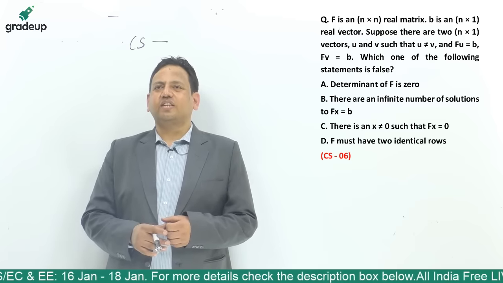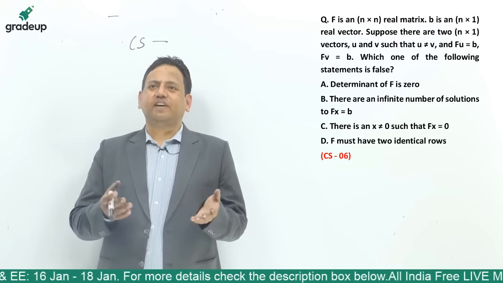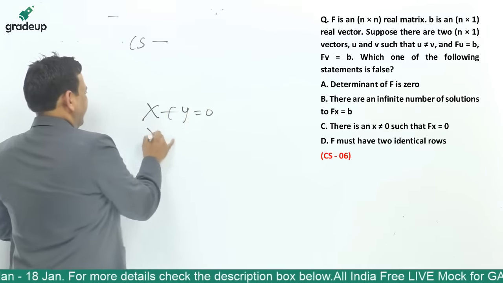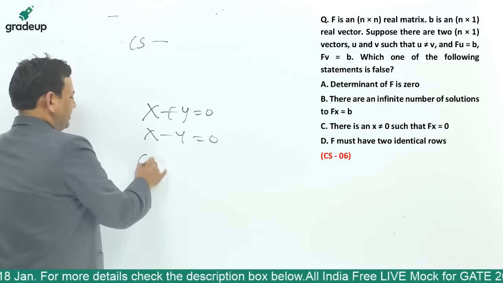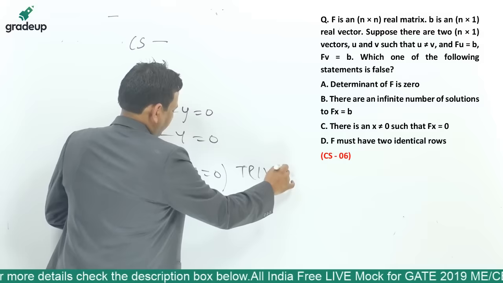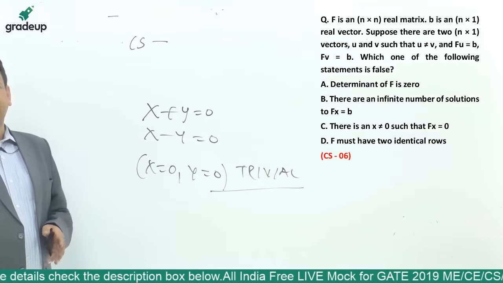What is a trivial solution? Trivial means every... How many times do I have to write? x minus y equal to 0. There is only one solution, x is equal to 0, y equal to 0. This is the trivial solution. First you come late and then you ask the same question again and again.